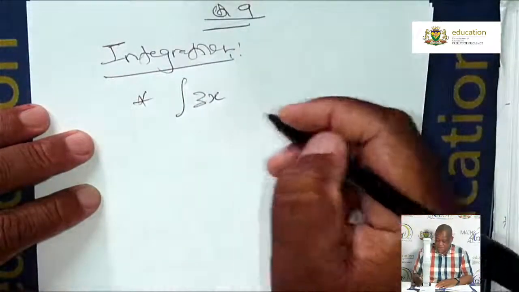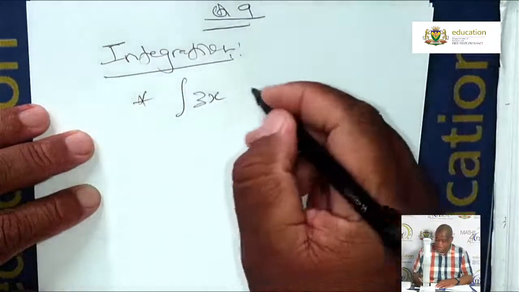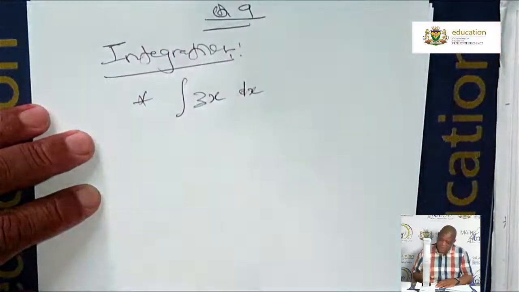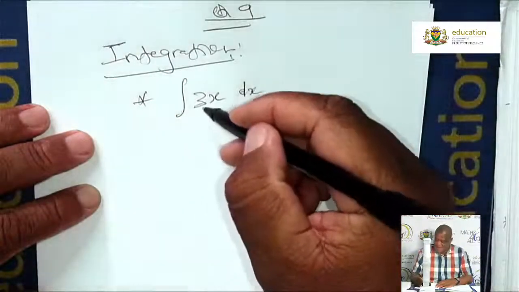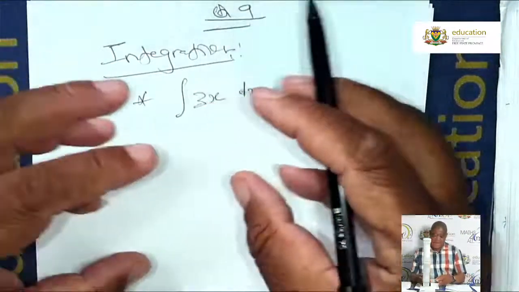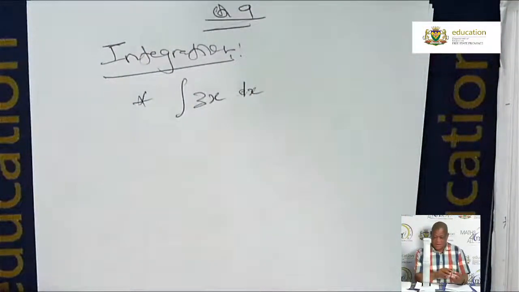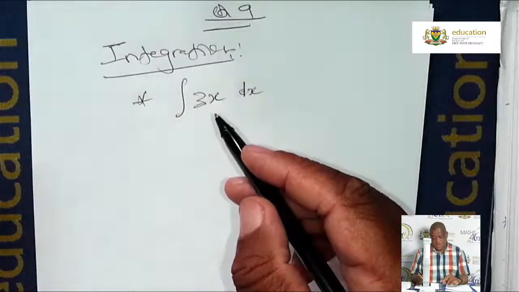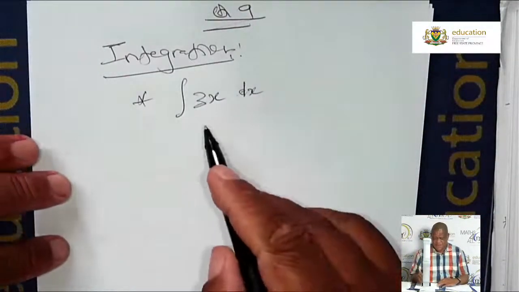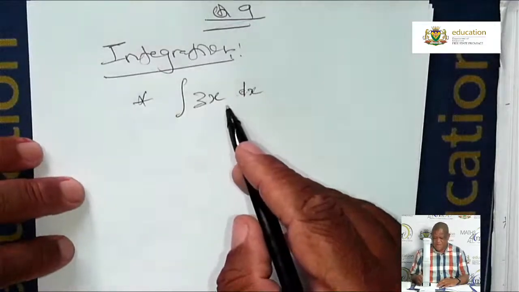Let's say they wanted the integral of 3x dx. Let us know that the expectation is that integration is the same as reversing the differentiation. Because with differentiation, we were subtracting the exponents. Therefore, with this one, we must now add.